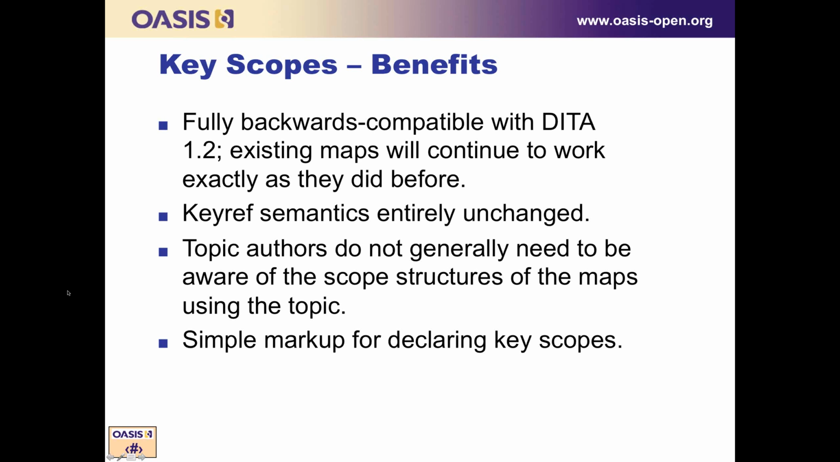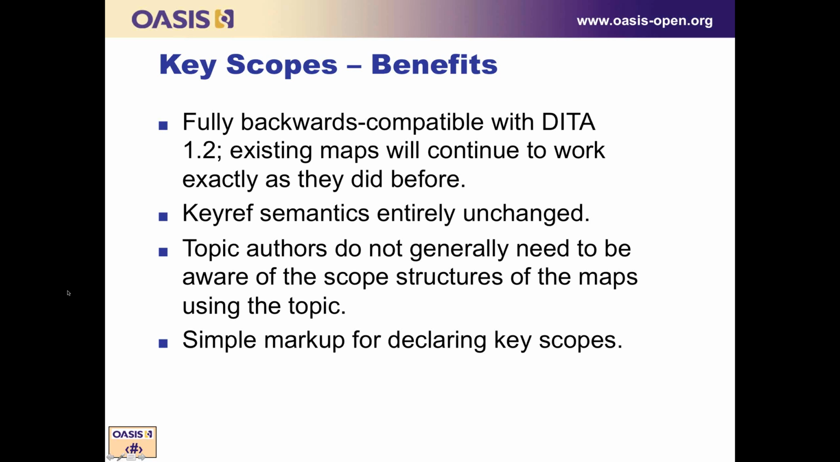Some key benefits to the way we've implemented scopes in DITA 1.3 is that it's fully backwards compatible with DITA 1.2. This is true of all features that we're implementing in DITA 1.3, but I wanted to call it out for key scopes because I could see it being a source of confusion. All of your existing maps that you've authored in 1.2 using DITA keys will function exactly the same way as they always have because you don't have any key scope attributes in them. This only comes into play if you start introducing the key scope attribute into your map structure.